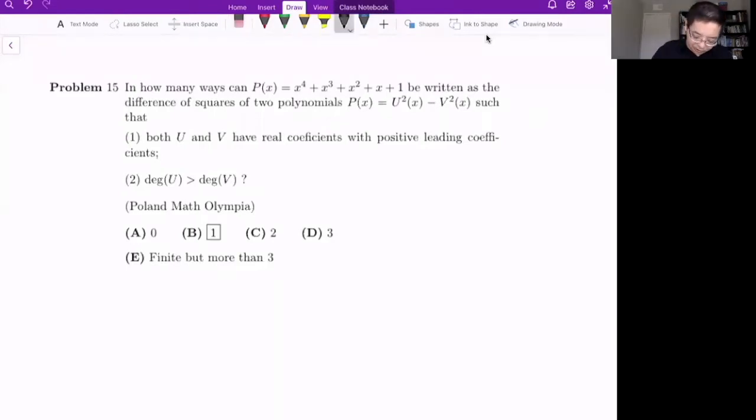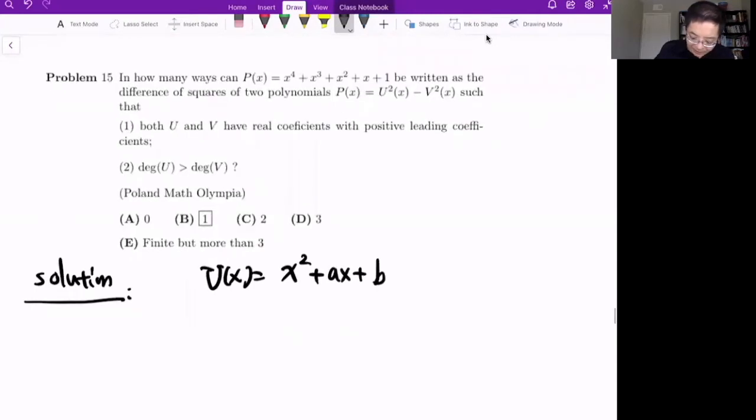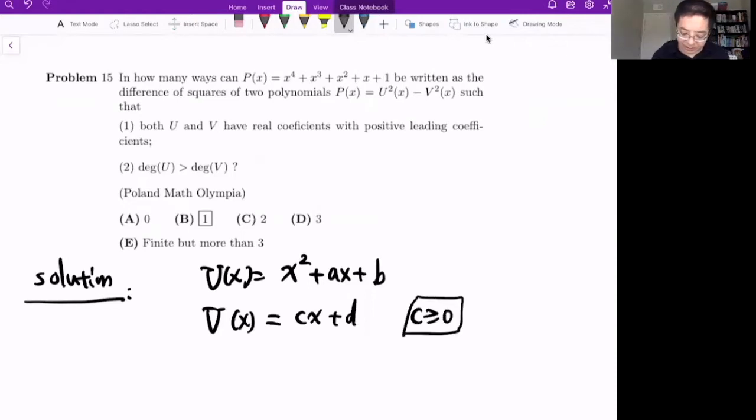All right, so precisely speaking, solution. I should have u(x): the first term is x squared, because when you take the square, you should get the x to the 4, and the coefficient is 1, plus a x, plus b. And I have v(x) is c x plus d. Because here we require the leading coefficient to be positive, well, more precisely we should say non-negative. We can rule out zero later. It just cannot be 0.